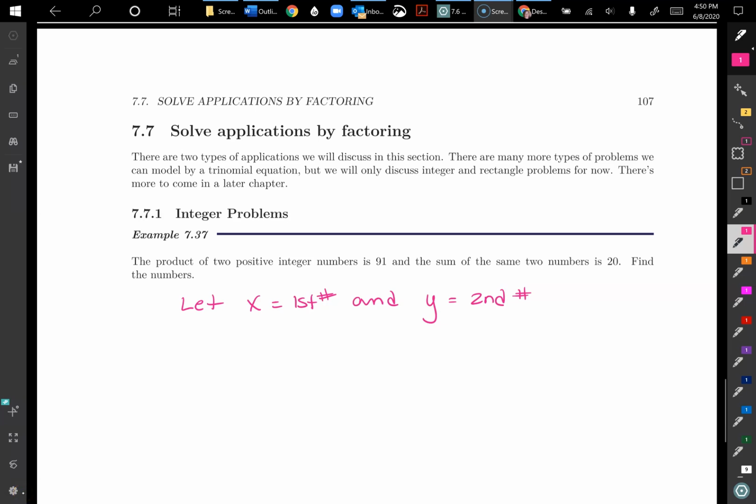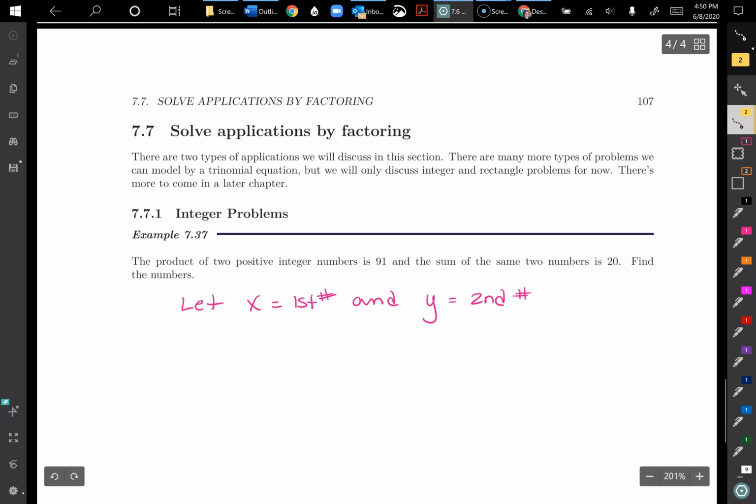You're going to look at some applications. So we're on page 107 of your workbook, example 7.37. We're going to look at when we have a product and a sum of numbers. That's one type of problem. And then we're going to look at a rectangle problem as well.